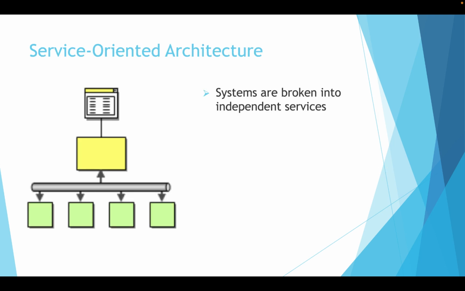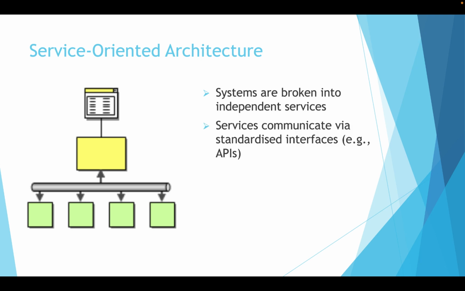Then we have service oriented architecture, also called SOA. In this scenario, systems are broken into independent services, and services communicate via standardized interfaces. We call them APIs. And finally, it encourages reusability, loose coupling, and scalability. So it helps us to achieve those things.